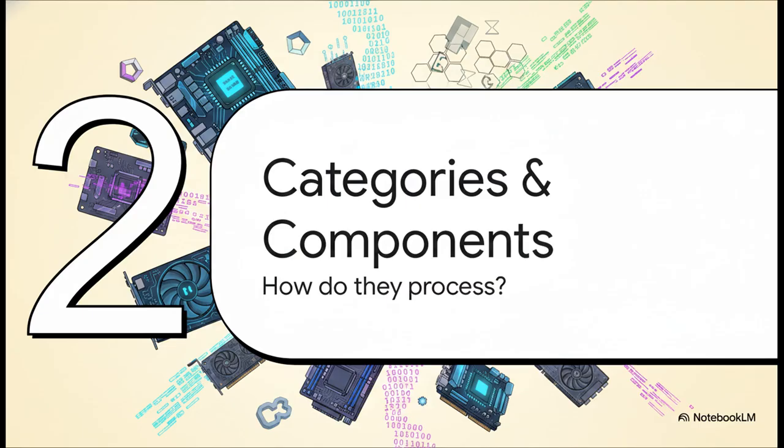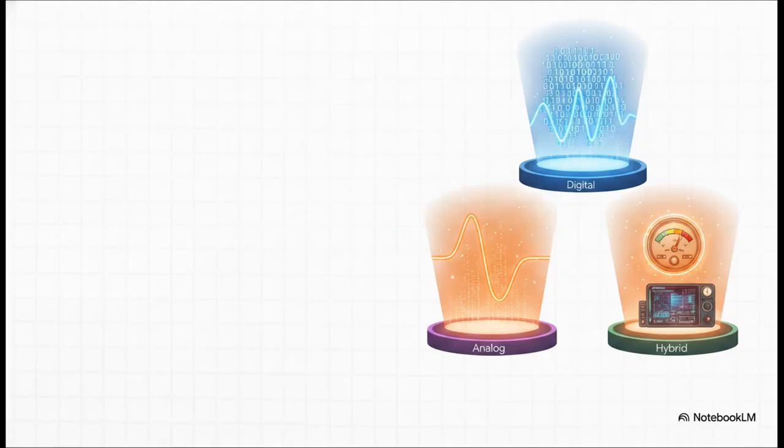Which brings us nicely to part 2, categories and components. Computers are essentially categorized by how they process data. There are 3 fundamental types you need to lock in here. First, you've got digital computers, which process discrete ones and zeros. Second, analog computers. These measure continuous data, like temperature or pressure. And third, hybrid computers, which, as you might guess, combine the best of both worlds.